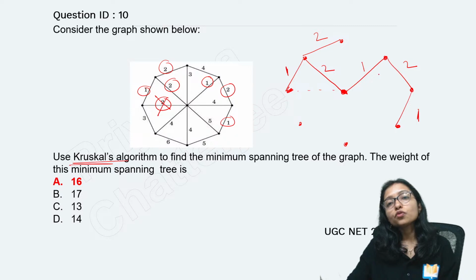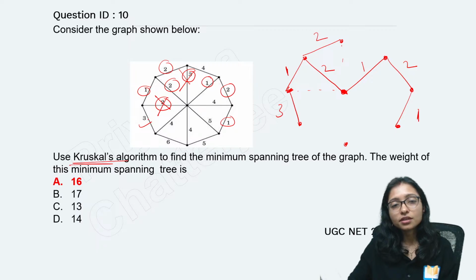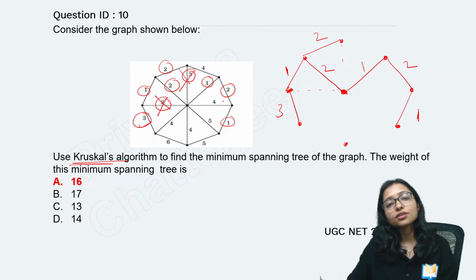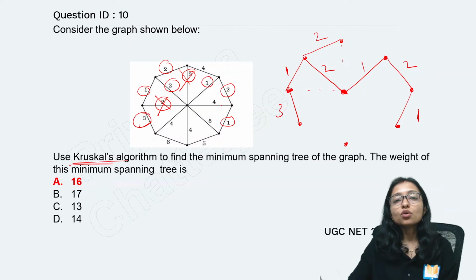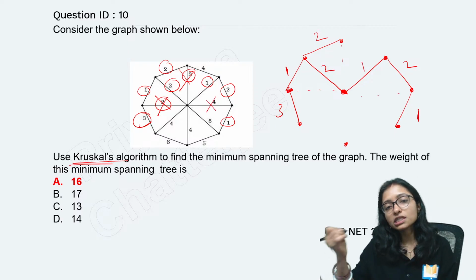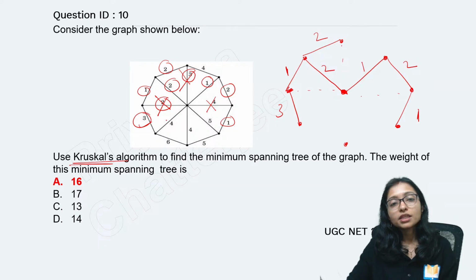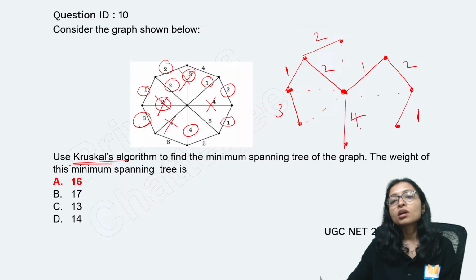After that you will go for 3. Here you can see this is a 3. Can I add this one? No, because it is creating a cycle. Here I can take this 3. This 3 I can also take. Is there any other 3? No. Now I will go for 4. This is a 4. I cannot take it because it is creating a cycle. This 4 also I cannot take because it will create a cycle. This 4 I can take because it is not creating a cycle.